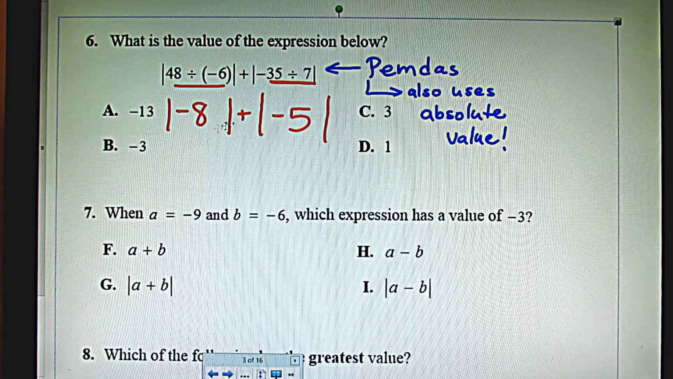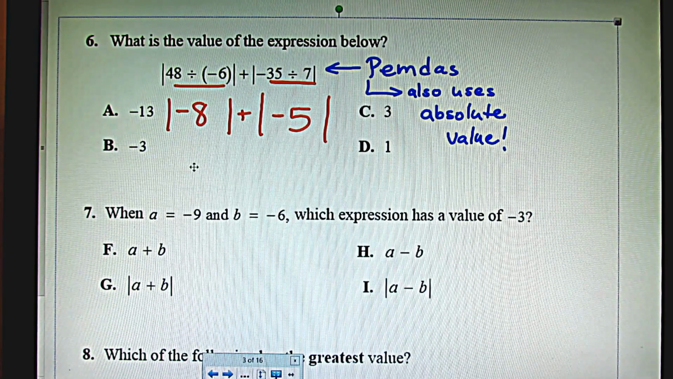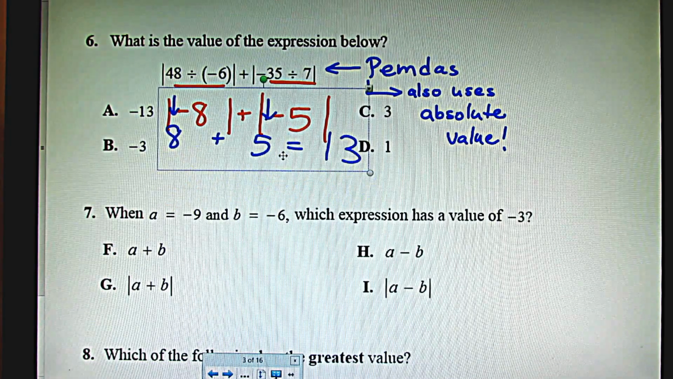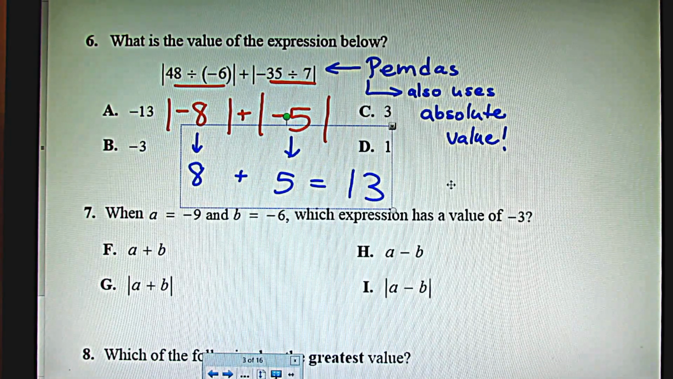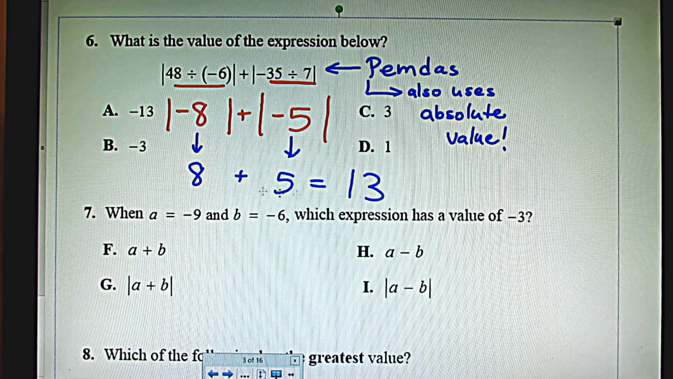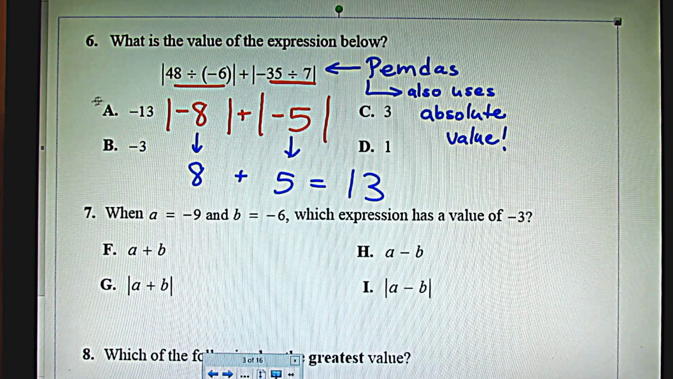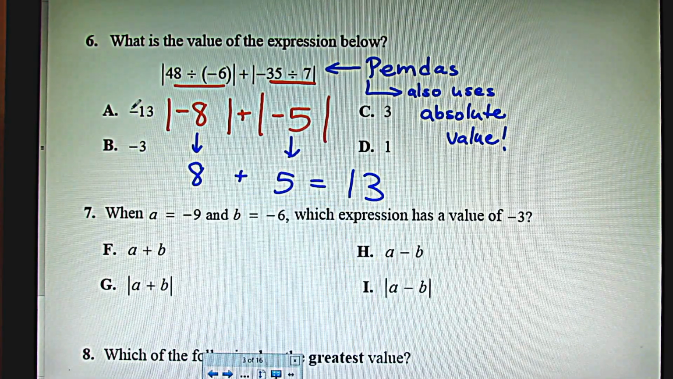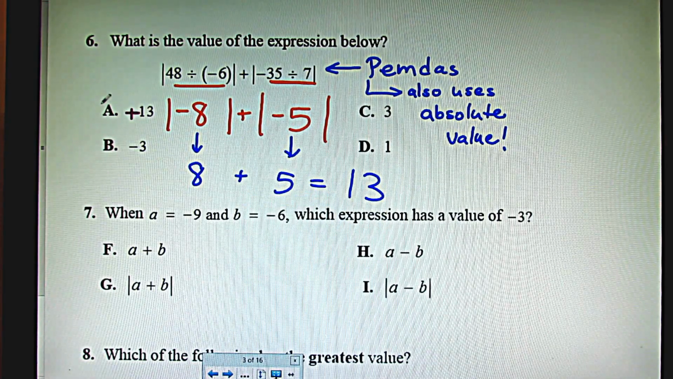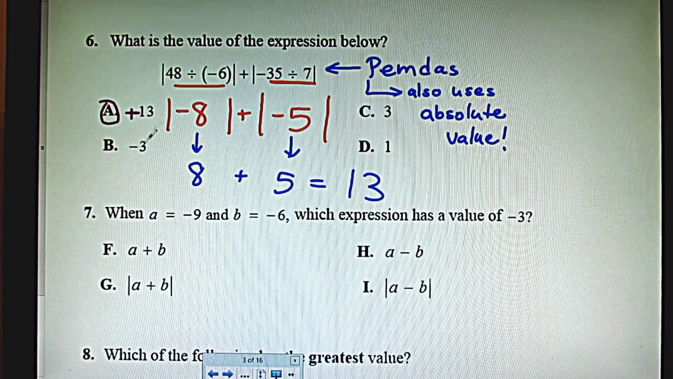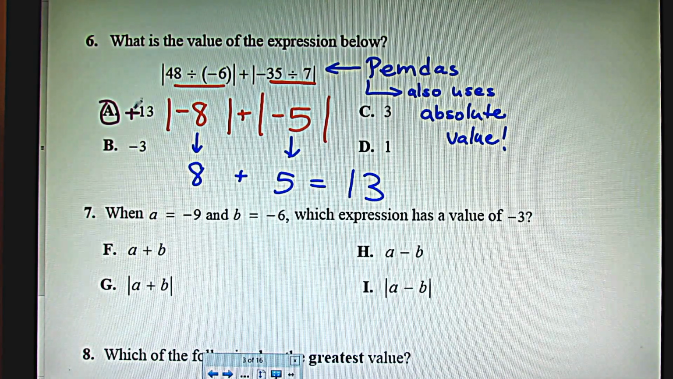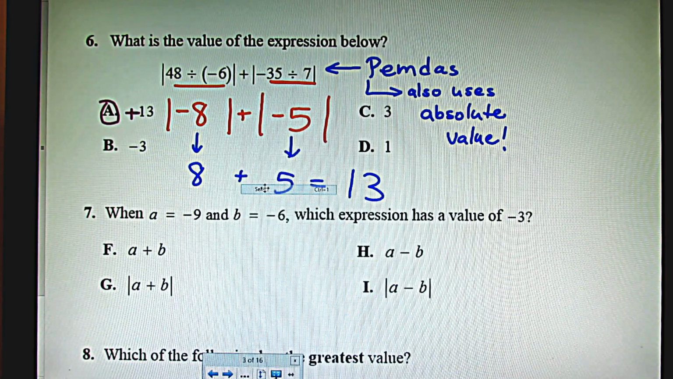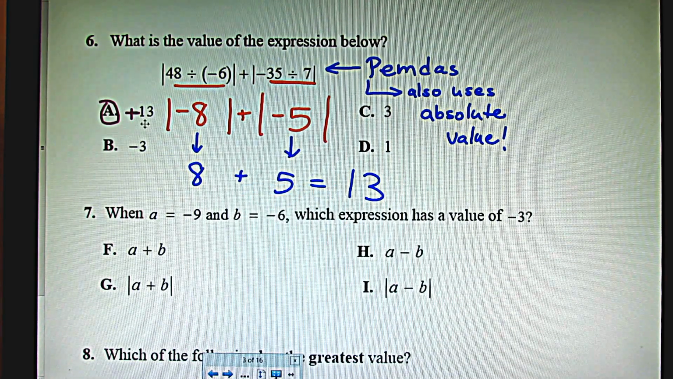So now I have to do my absolute values. What is the absolute value of negative 8? That's positive 8. The absolute value of negative 5 is positive 5. And the sum of those two answers is 13. I'm sorry, that really should say positive 13. So please correct that on your paper, and don't worry if you were stressing out about it. It should be a positive 13. That's my mistake. So the final answer for number 6 is a positive 13.